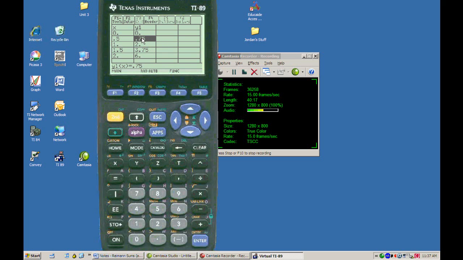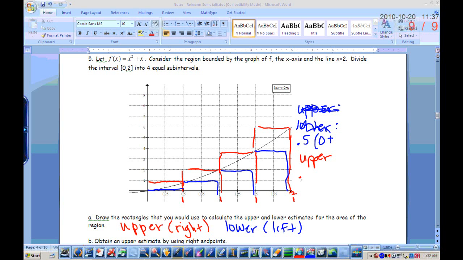Okay, so the height of the first one's 0.75. What's the height of the second one? 2. And the height of the third one? 3.75, and then 6. All right, so the width of each rectangle is 0.5, and then the heights from the table were 0.75, 2, 3.75, and 6. If it doesn't give you any units, you don't have to do units.